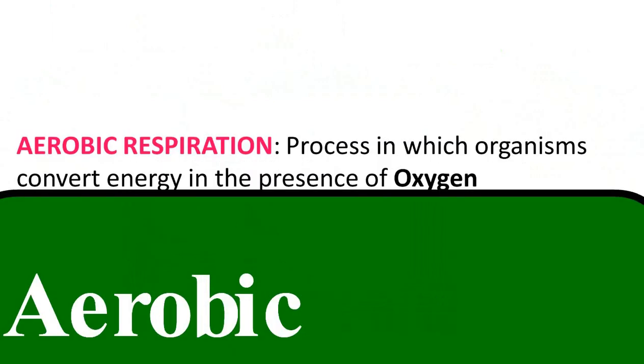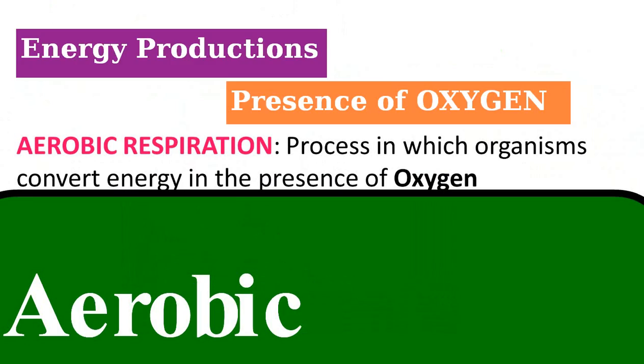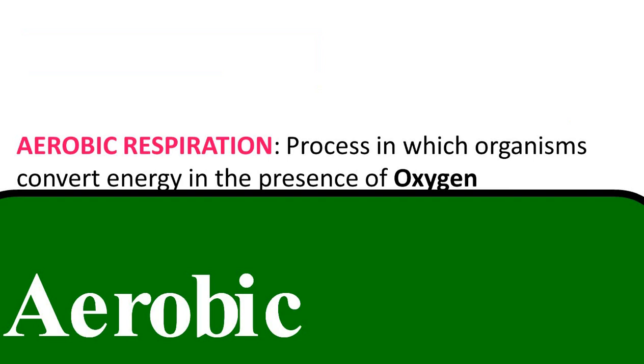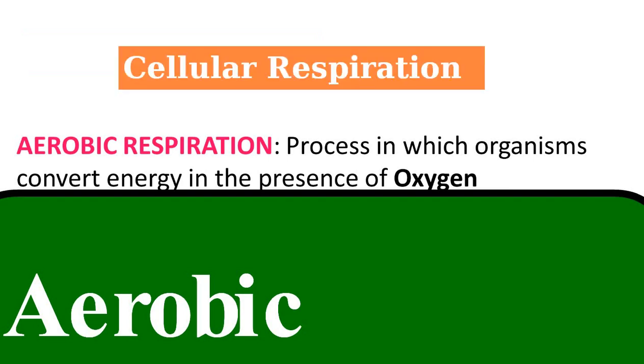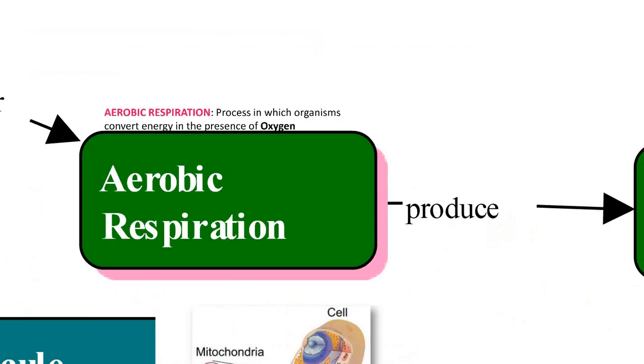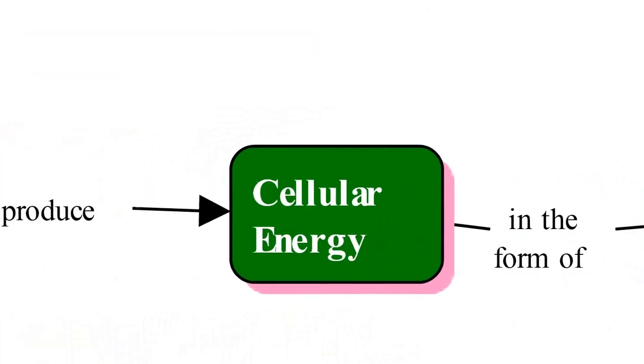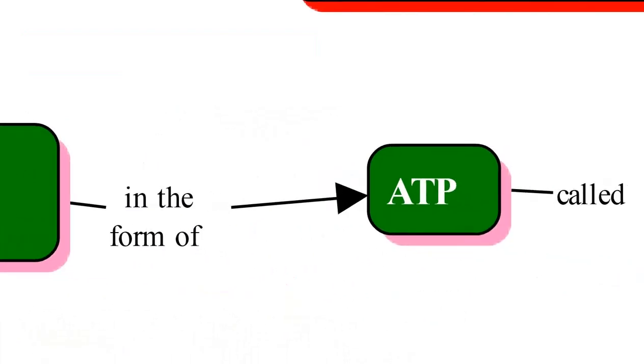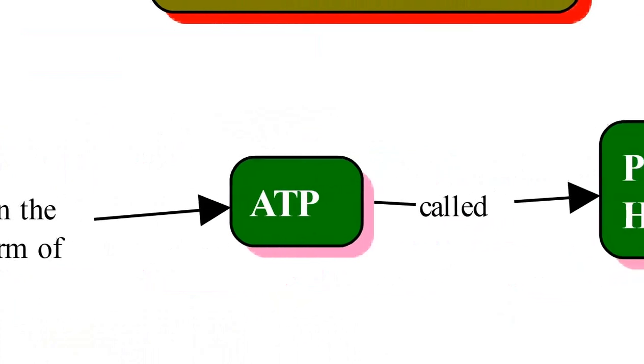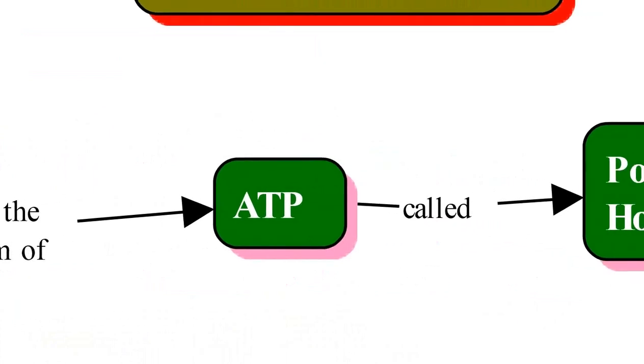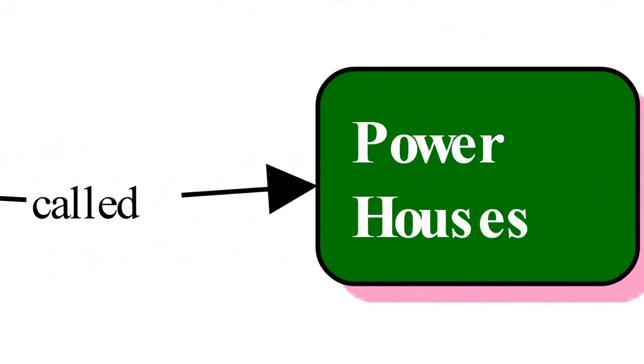Then coming to the functions of this mitochondria, it is involved in aerobic respiration. Aerobic respiration is a process in which organisms convert energy in the presence of oxygen. That means the food materials are broken down in the presence of oxygen, generating energy. As this production of energy is happening at the cellular level, we can call it cellular respiration also. Aerobic respiration produces cellular energy in the form of ATP. As it is involved in the production of energy, this mitochondria is called the powerhouse of the cell.